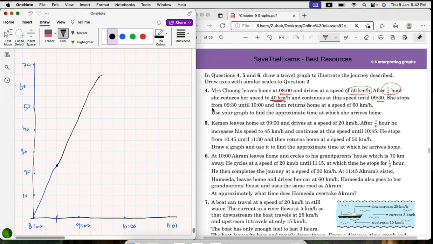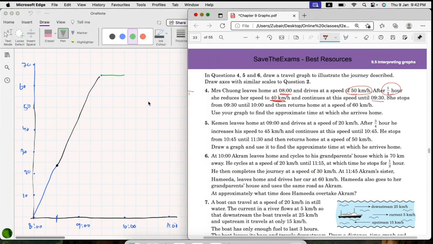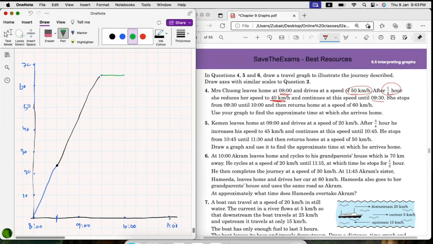Okay, then she stops from 9:30 until 10. So this is already 9:30, and she stops till 10, and then returns home at a speed of 60 kilometers per hour. This is already 10. So 10 to 11 is 1 hour, and she covers 60 kilometers. So this is the 65-kilometer mark. 60 kilometers would make it till 5. This is that point. And we would join these points and extend the line.